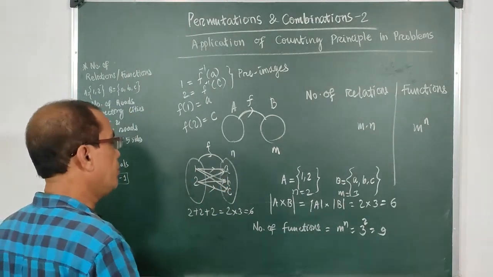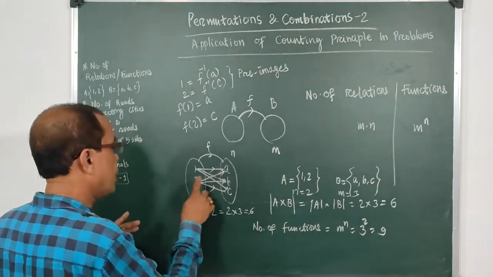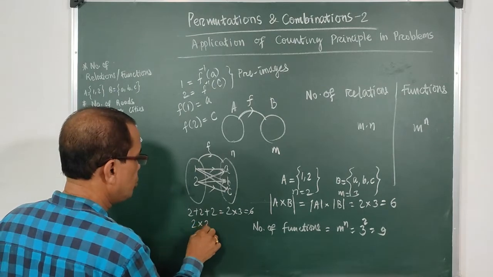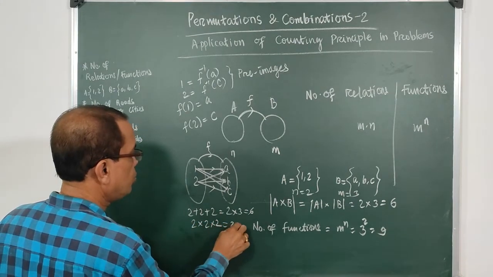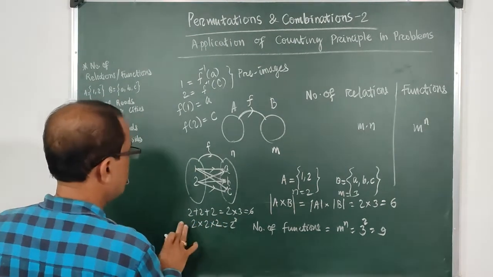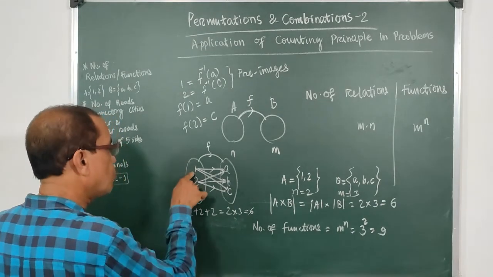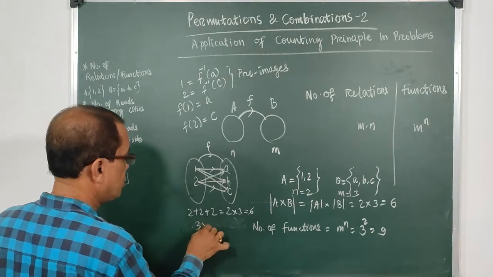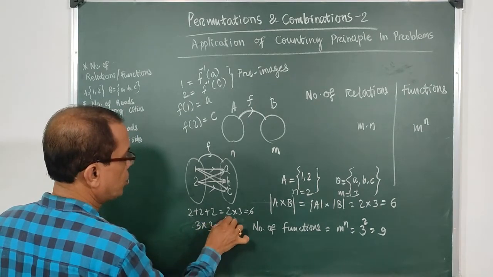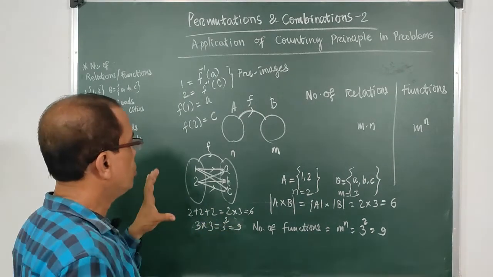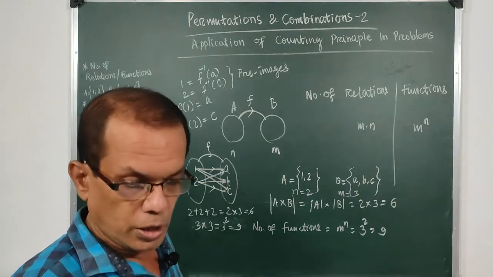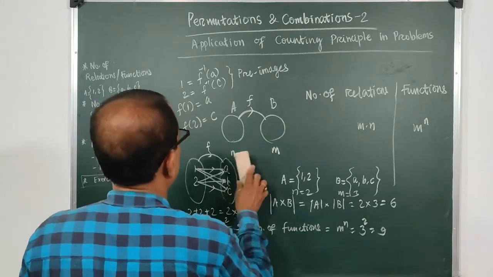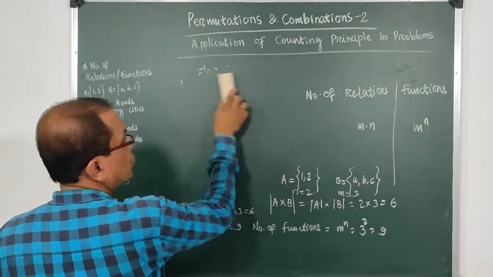So when we multiply them, A having 2 pre-images, we can take 2 into 2 into 2, which is 2 cubed. Or if one object has 3 images and the other has 3 images, 3 into 3 makes 3 squared, which is 9. So this is the pattern by which we study the relations and functions that exist between two sets.